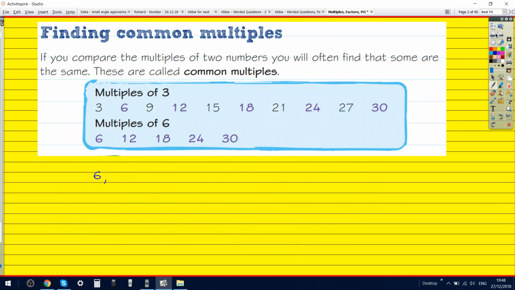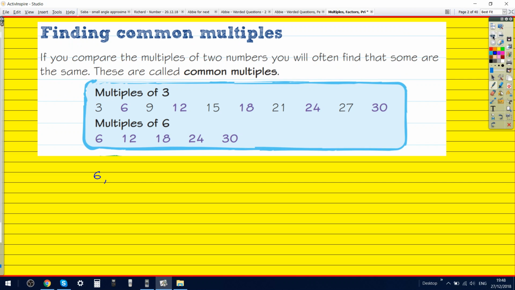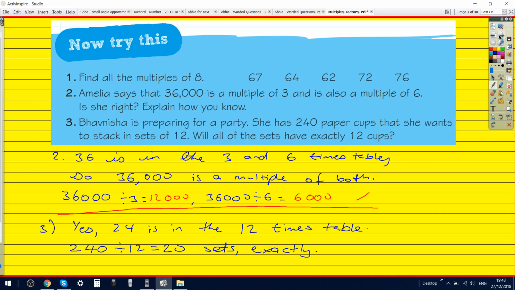So we'll go back to our little test. So multiples are numbers that are in that times table. Like it says, 3 times 4 is 12. So put a circle around all the multiples of 8 on the top line.